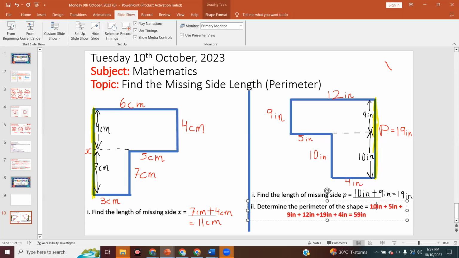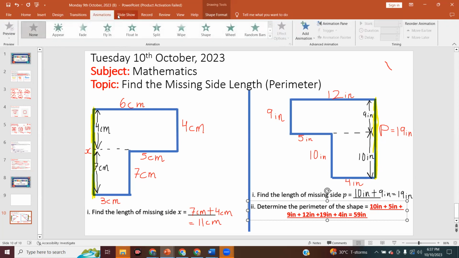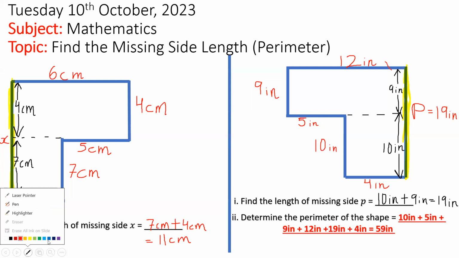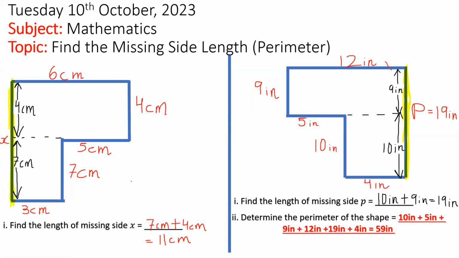All right. How many persons got 59? I did. I got 59. Very good. Okay, now do me a favor. Find the perimeter of the first one that we did. What is the perimeter of the first one? P is equal to what? Put your answer inside the chat for me, please.